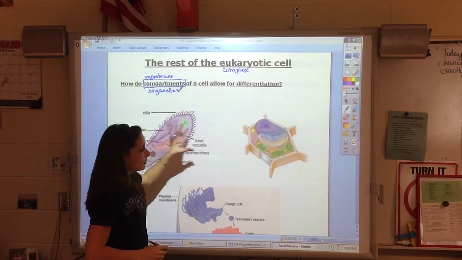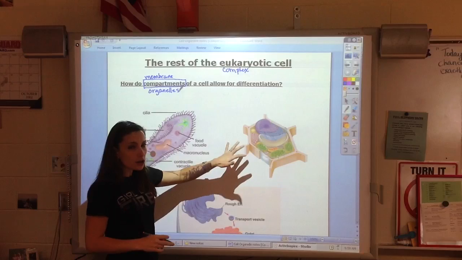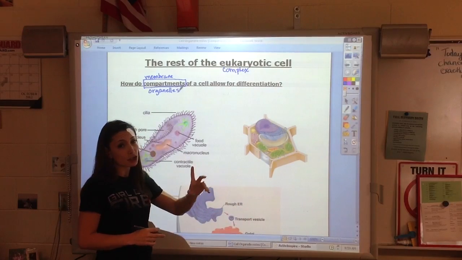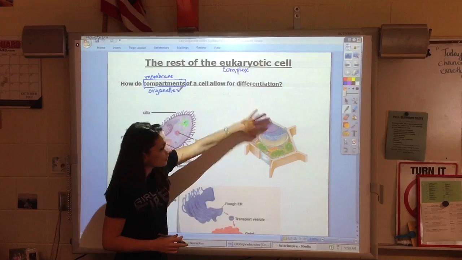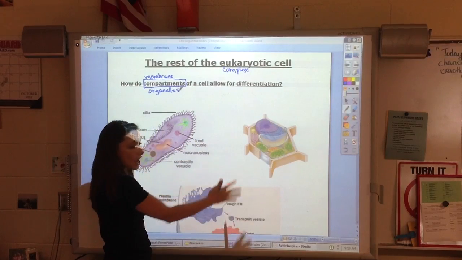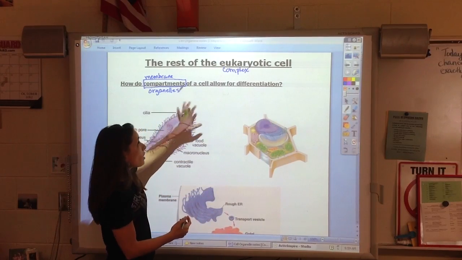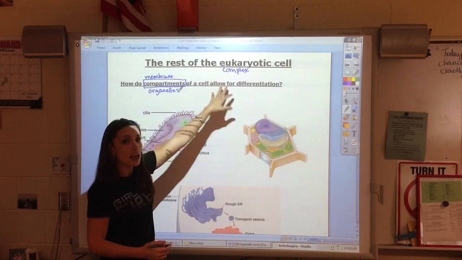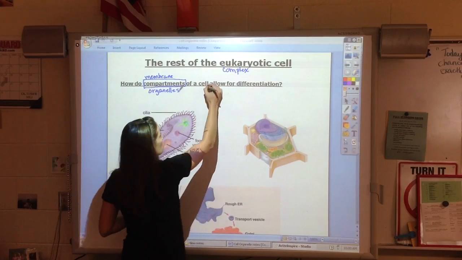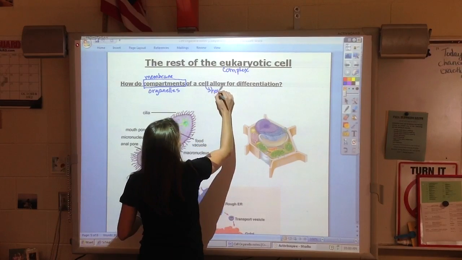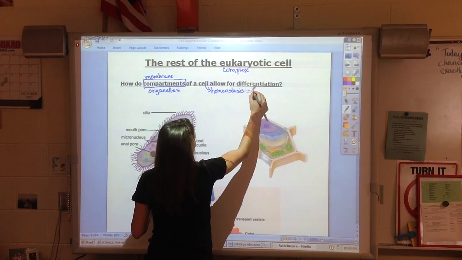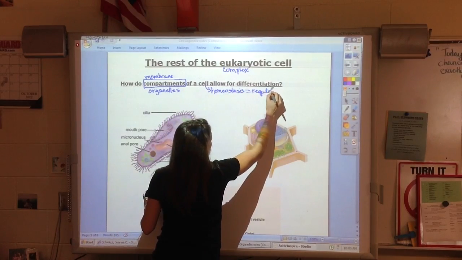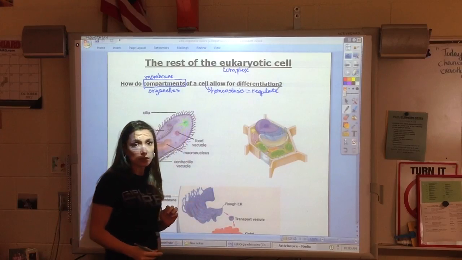So we want to look at some of the other organelles that aren't necessarily involved in the production, package, and transport of proteins. That's what the endomembrane system does. We want to look at how the other compartments help the cell survive and differentiate. So we also want to look at the idea of homeostasis. How do cells regulate their internal conditions?